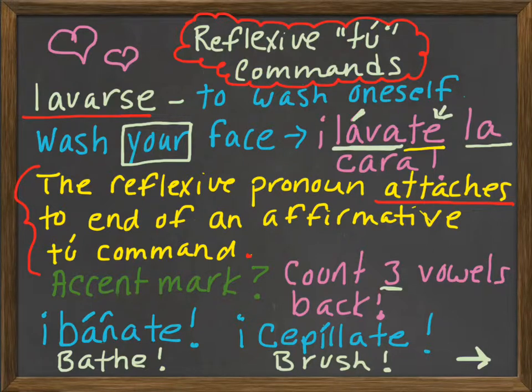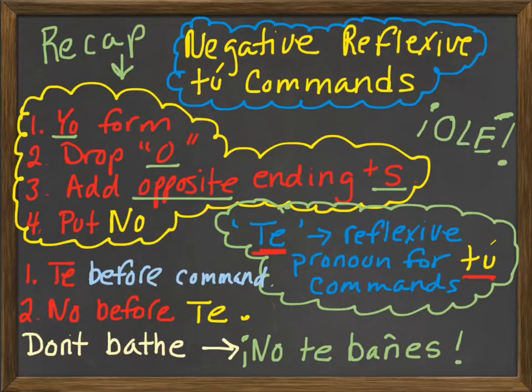To say bathe, I'll put that there. Báñate. Okay. So here, baña, it's an AR verb, so it's just in the usted form, which is just baña. And then here is your reflexive pronoun, te. And remember, see how we attached it to the end, and then we counted 3 back. 1, 2, 3, and we placed our accent mark. And here, to say brush, it's going to be cepíllate. And you counted 3 back, and put your accent mark. Easy peasy.